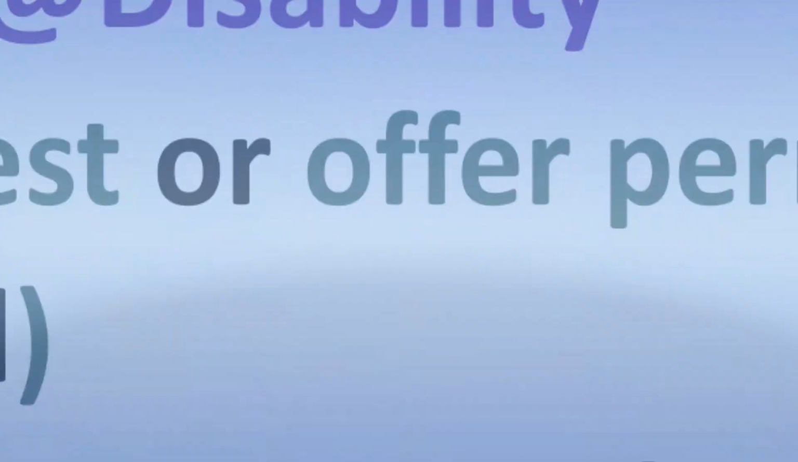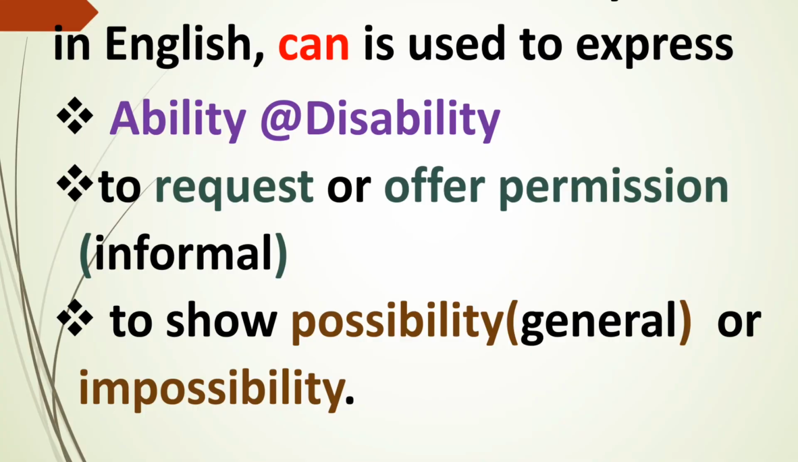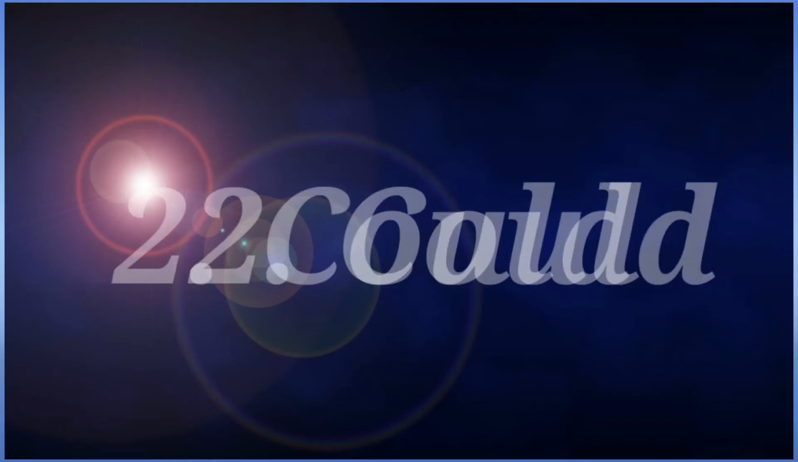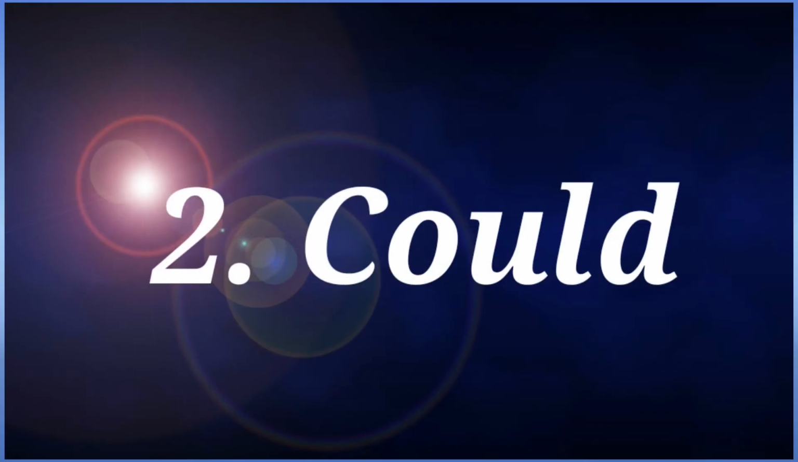This is the time to recap what we have learnt. The modal can is used for ability and disability, to request and offer permission, and to show possibility and impossibility in a general manner. So now let's move to the next modal. So now we are going to learn about the second modal verb, could.